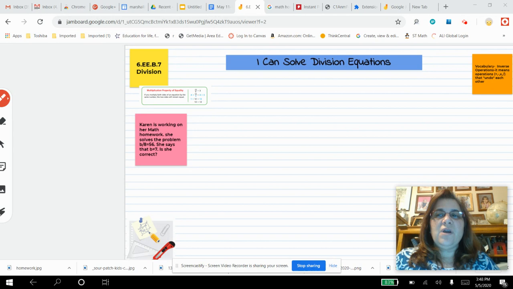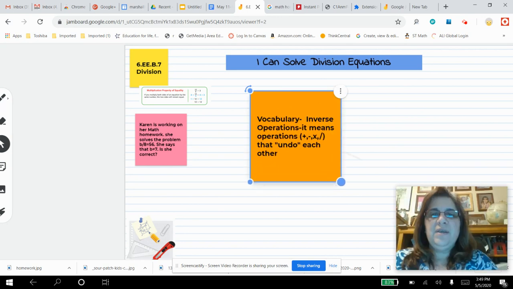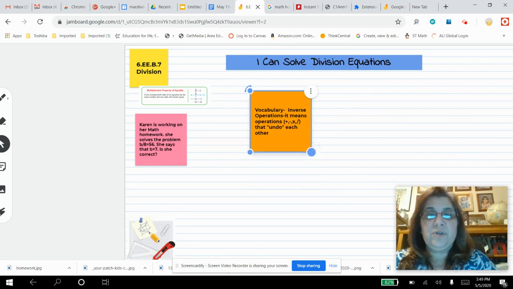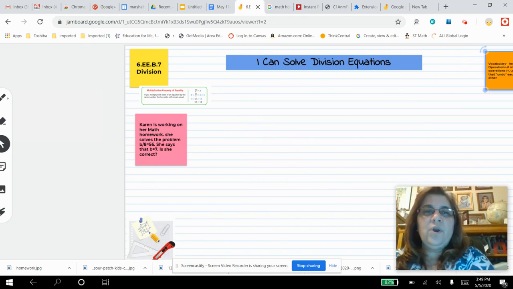Before we get started, I want to review a vocabulary word. If you look at the orange box that I'm pulling down on the screen, it says inverse operations. It means operations such as add, subtract, multiply, and divide that undo each other. We've been using this for adding and subtracting and multiplication, so now we're going to apply it to our division work today.